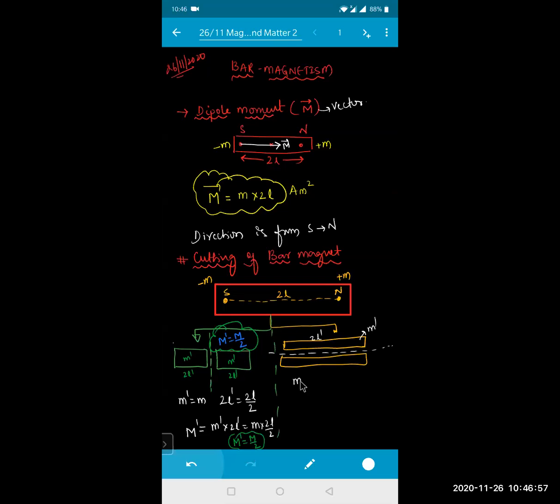So what happens to the new pole strength? Can anyone tell me? Will M dash remain the same or different? M dash will become M by 2 if I am cutting along the length. The length of the bar magnet is not going to change, so 2L dash will remain 2L.